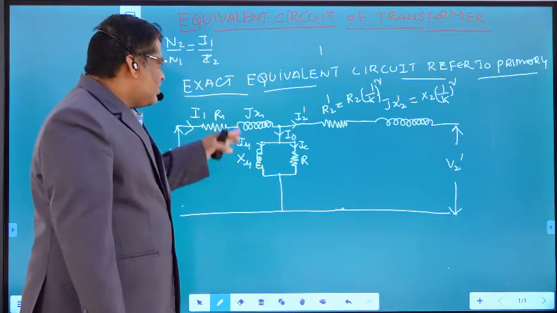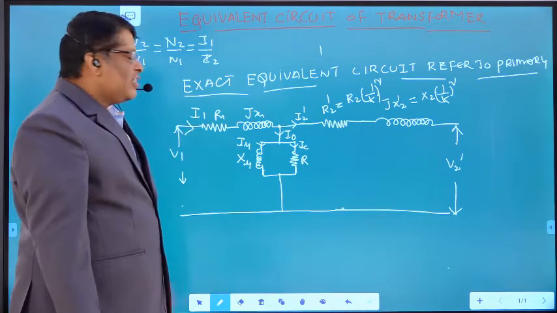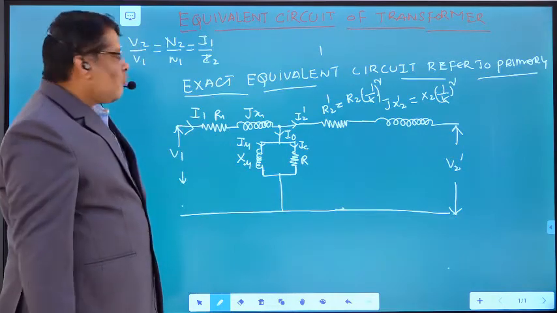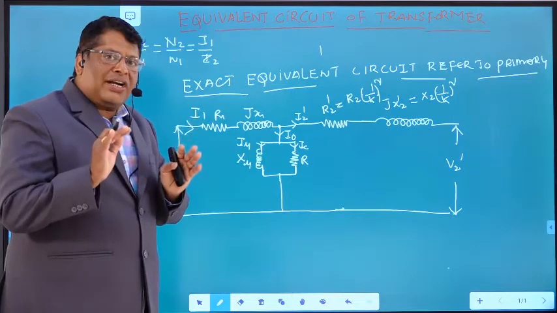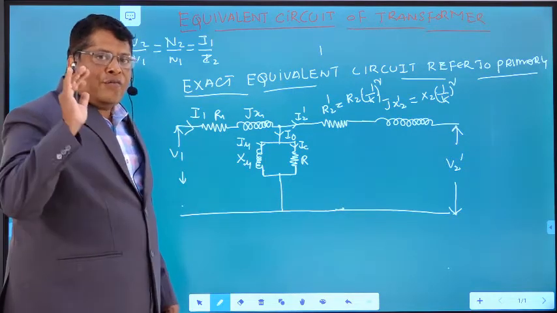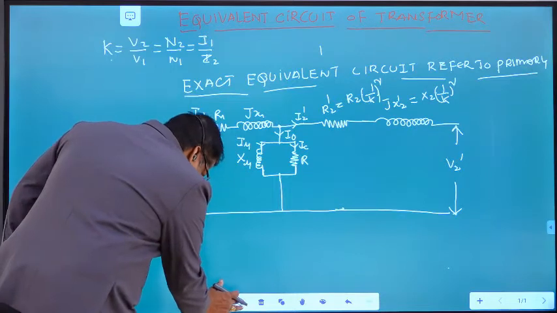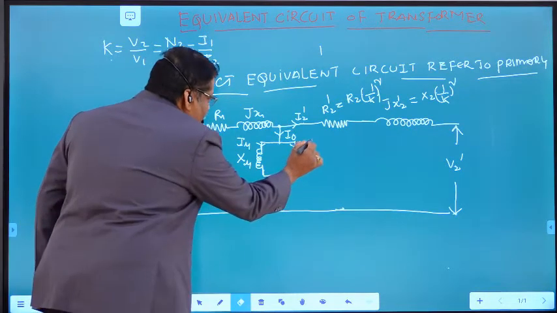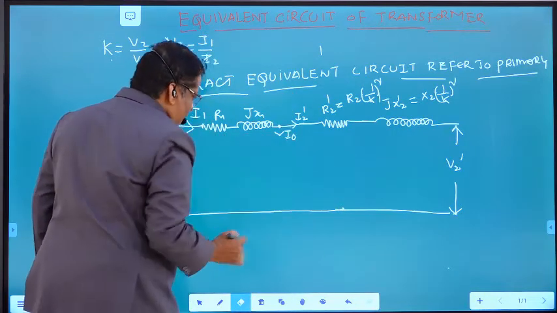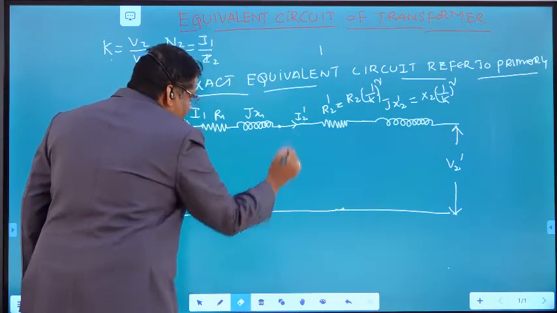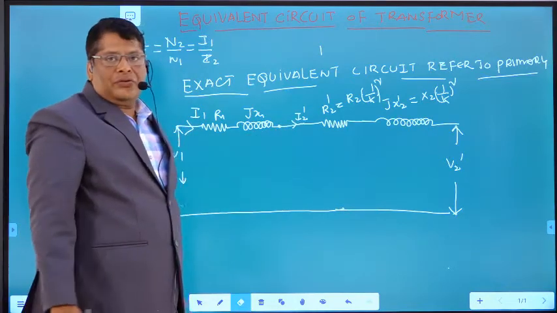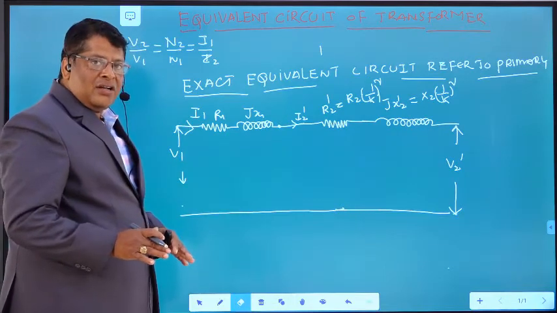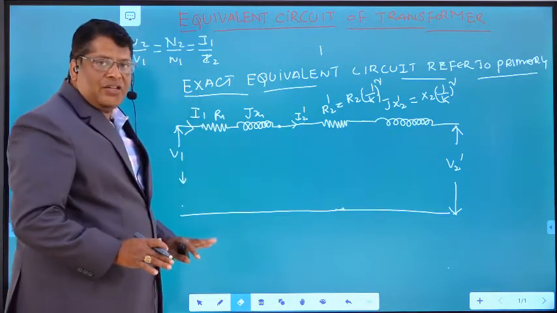Now we are approximating this equivalent circuit. How are we going to approximate it? We are neglecting the no load current. In a transformer, the no load current, 2 to 3 percent, is very, very small when compared to the full load current. If we neglect the no load current, the equivalent circuit becomes this, because whenever you neglect the no load current, we can simply remove that branch.